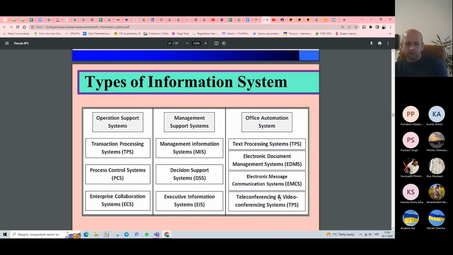Types of information system: operation support systems, transaction processing systems, process control systems, and enterprise collaboration systems. Yes, these are included in the operation part. In the management systems, management information systems, decision support systems, and executive information systems are present. In office automation, there are text processing, electronic documents, electronic messages, and teleconferencing. Yes, this is the general part which will be useful for information systems.